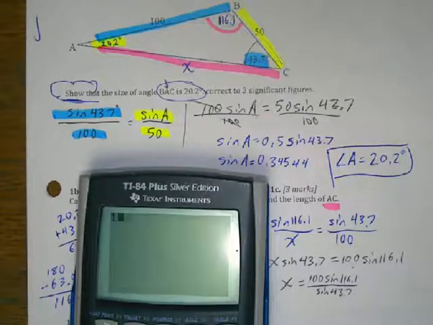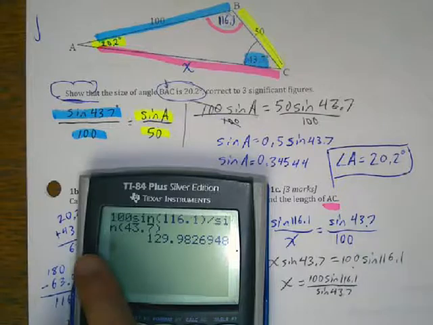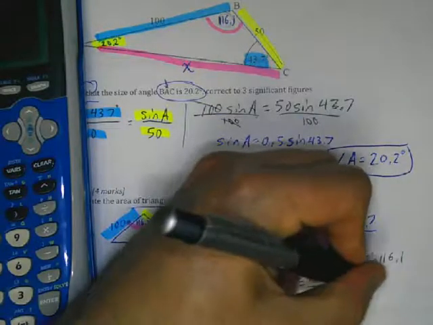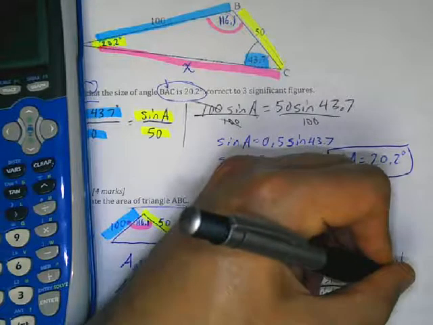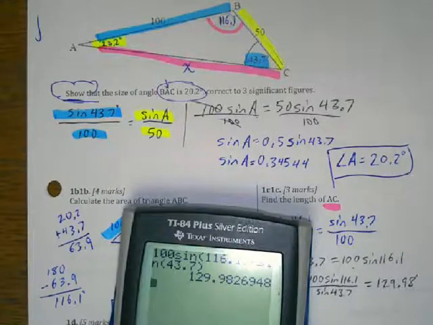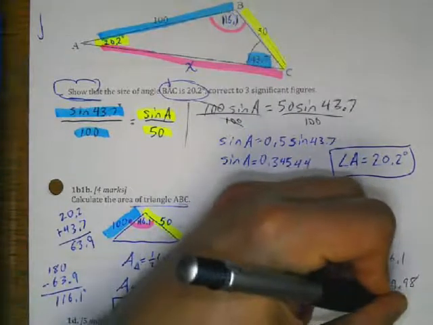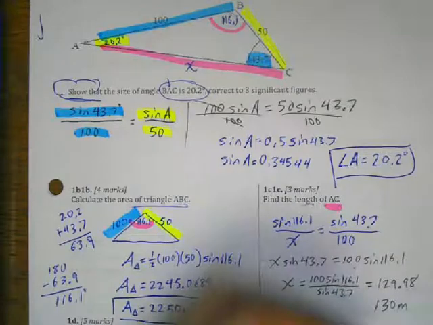So 100 sine 116.1, close parentheses, divide by sine 43.7, close parentheses, and we get 129.98. If we're rounding this to 3 significant figures, this 9 rounds up, so this is going to be 130. And this is the length of a side, so it's going to be meters.